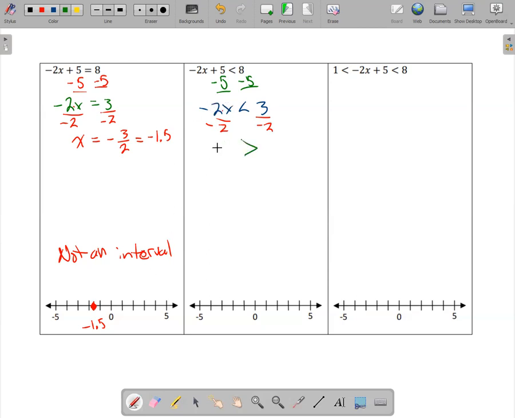Negative 2 over 2 is just x. And then this is negative 3/2, which is also negative 1.5. So here's negative 1, negative 2, so right in the middle here is my negative 1.5. And this says x can be any number greater than that. So this time I get an open circle there and then shade to the right because it's greater.